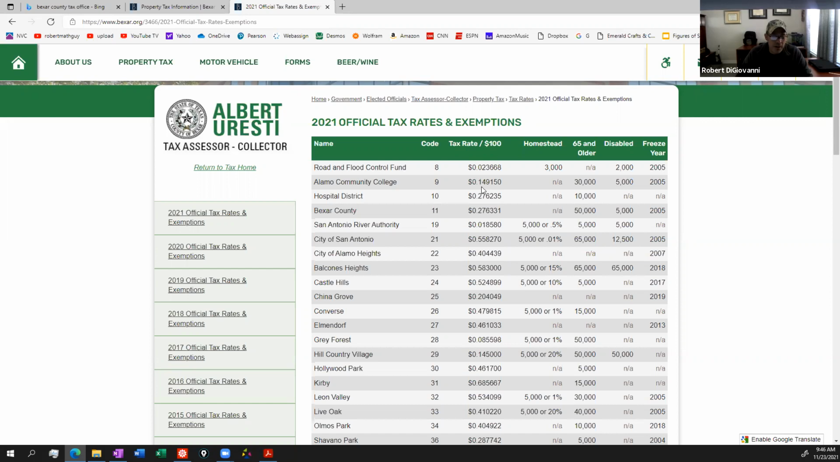So if your home is worth $100, you pay 15 cents for Alamo colleges, for the community college. If your home is worth $1,000, you pay $1.50. If your home is worth $10,000, you pay $15. If your home is worth $100,000, you're paying $150 a year for the Alamo colleges. Just wrap your head around that for a second, okay? If your home is worth $100,000, you must contribute $150 to the Alamo colleges.